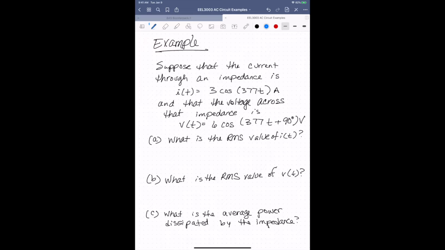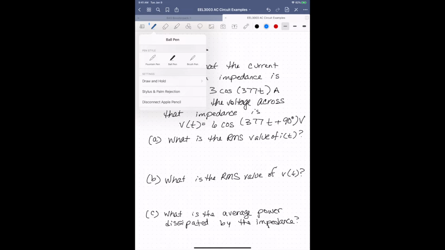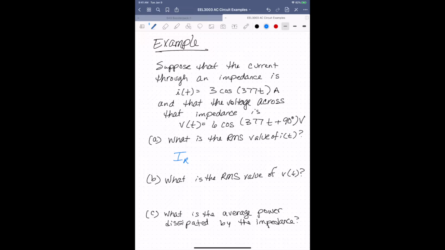The first thing I want you to notice is that the frequency of the current I of t and V of t are both omega equal to 377 radians per second, which corresponds roughly to 60 hertz. To calculate the RMS value of the current, 3 cosine 377t, I usually write I with a little RMS beside it to make it clear. You take the amplitude, which is 3, and divide it by the square root of 2, the unit is amps, and that's the answer.